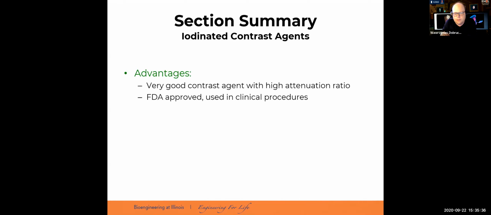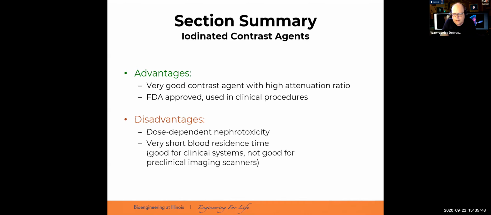So we defined the advantages of those iodinated contrast agents. One is that it's a very good contrast with a high attenuation ratio. It's FDA approved and has been used for clinical procedures for many years. However, the very distinct disadvantage of the iodinated contrast agent is a dose-dependent nephrotoxicity. It was found that patients who require a lot of injections for imaging develop kidney failure. Therefore, it's considered a major disadvantage.